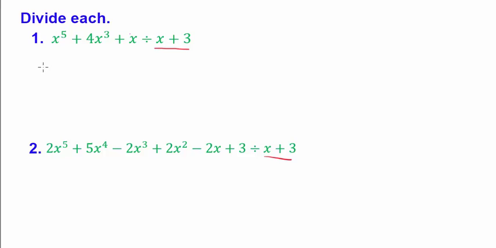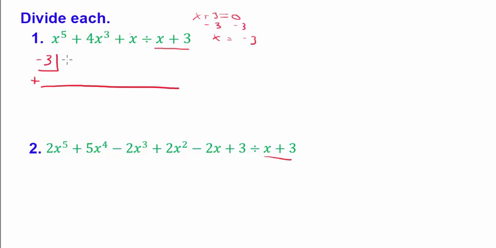Now, second of all is the setup. The setup looks a little differently. So you're going to start with this backwards L, and you're going to make a horizontal line segment underneath it, and we're adding vertically here. Now, the thing that goes in this backwards L, you're going to set this x plus 3 equal to 0. So in other words, set the binomial equal to 0 and solve. So you get x is equal to negative 3. That value is what goes inside the backwards L.